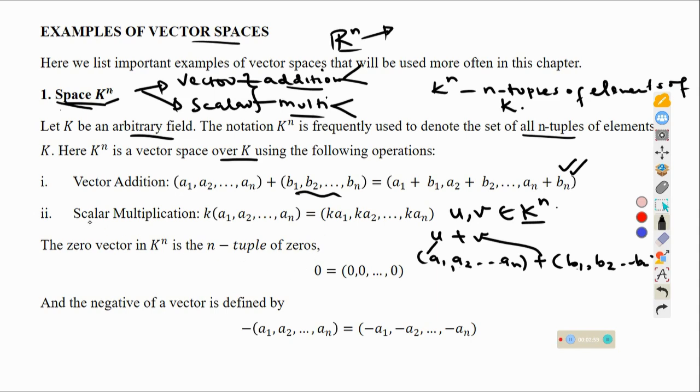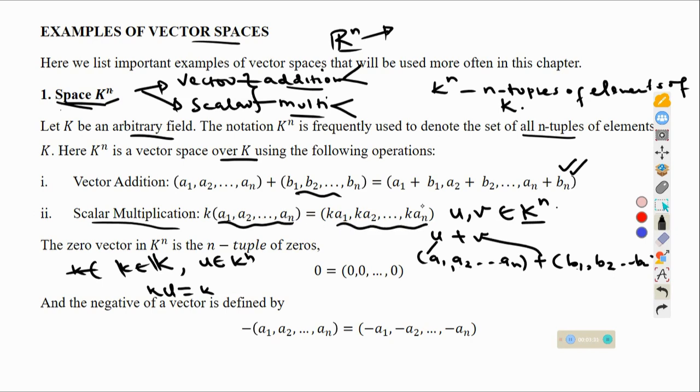Then when we talk about scalar multiplication, we are multiplying k with any vector. For example, if k is picked from the field K, and we have u picked from K to power n, then you can easily get ku by simply multiplying k into each element of u, which is a1, a2 up to an. So we simply multiply k with each of the elements a1 up to an, and this is what we obtain.